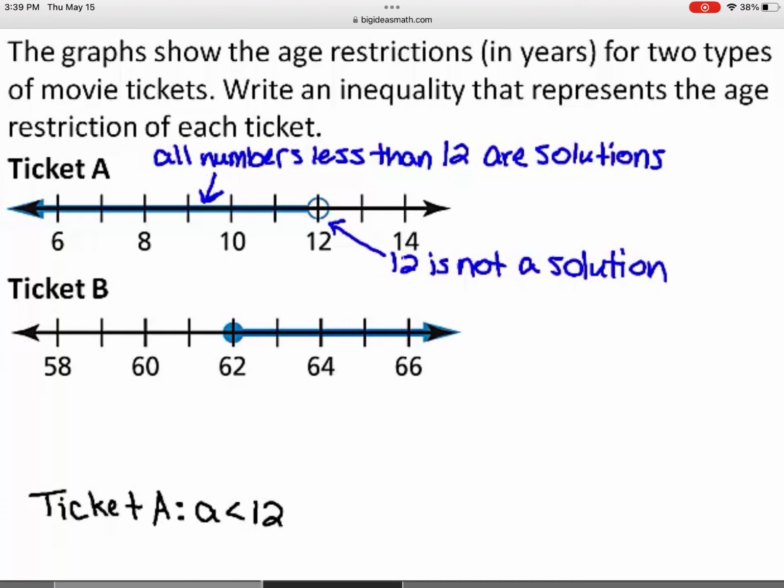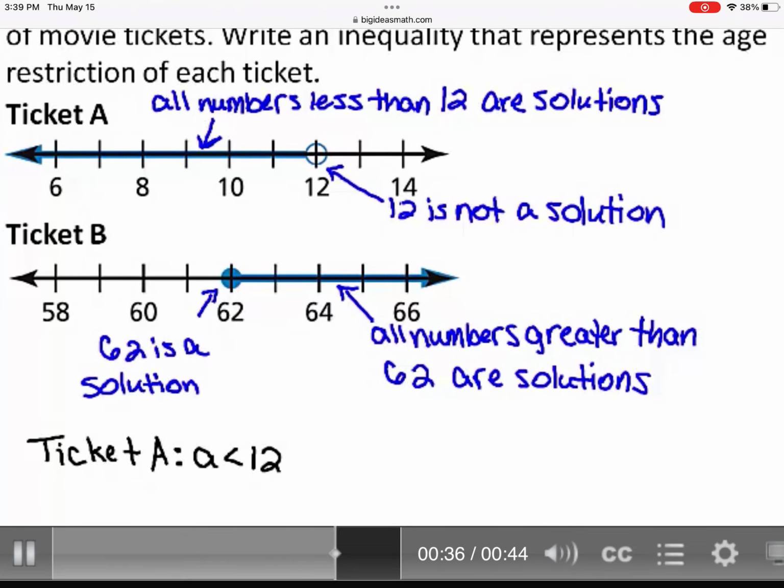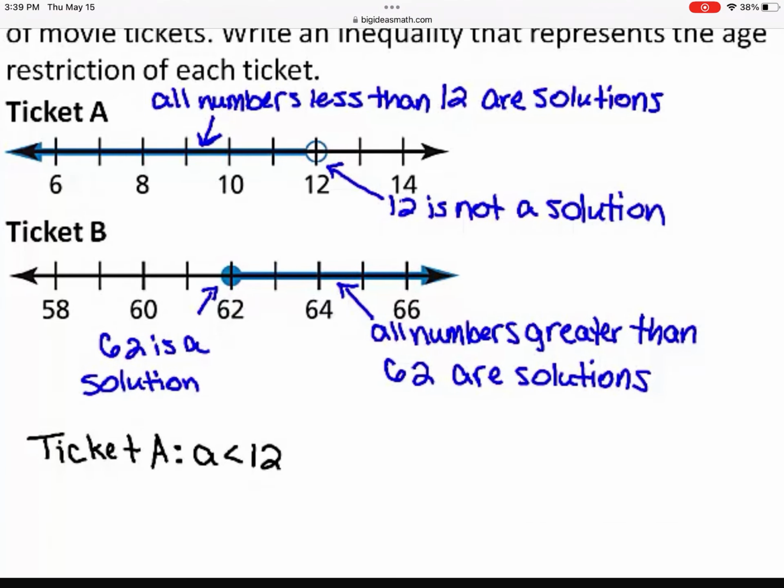Now write an inequality that represents the age restriction of ticket B. The closed circle means that 62 is a solution. Because the arrow points to the right, all numbers greater than 62 are solutions. So a is greater than or equal to 62 represents the age restriction for ticket B.